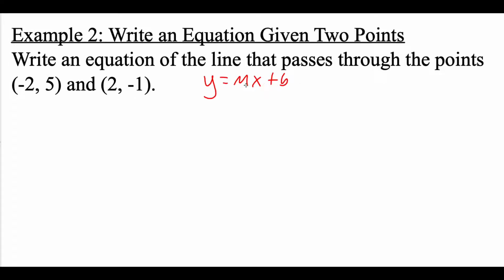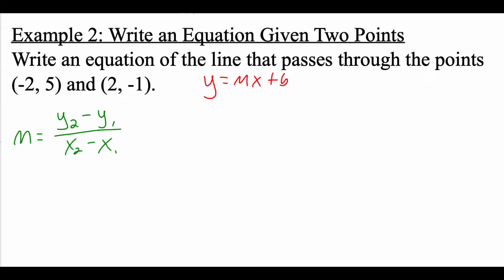So to do this, we need to know our m, slope, and we need to know our b, y-intercept. We're not told either one of those values, so there's a little bit of extra work that we have to do on this one. Because we're given 2 points, though, we should be able to find the slope of the line between those 2 points. We've got a formula for finding slope that says take y2 minus y1 over x2 minus x1.